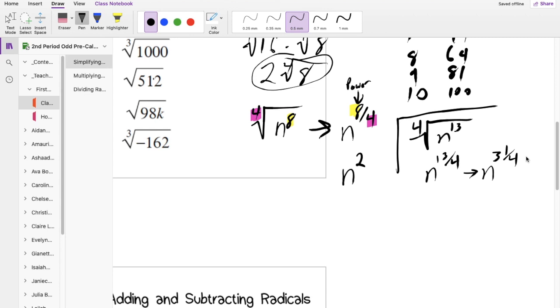What this is telling us is that we can bring out a whole n cubed, and I'm left with 1/4. So I'm left with a single power of 1 inside as my radicand, and it's still an index of 4. So this is going to look like n cubed times the 4th root of n to the 1 power. Of course, you don't need to write the 1, but that's just showing you where that 1 is still coming from. So here was my leftover bit, and I still have that 4th power. So that is simplifying radicals.